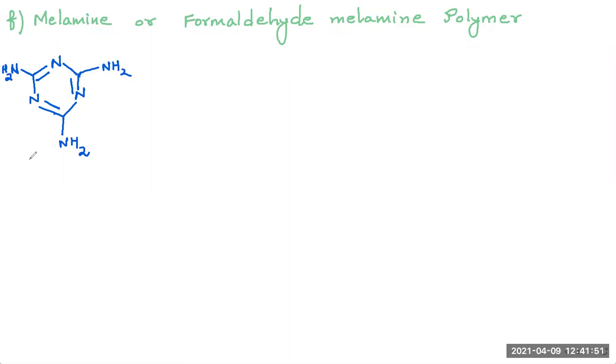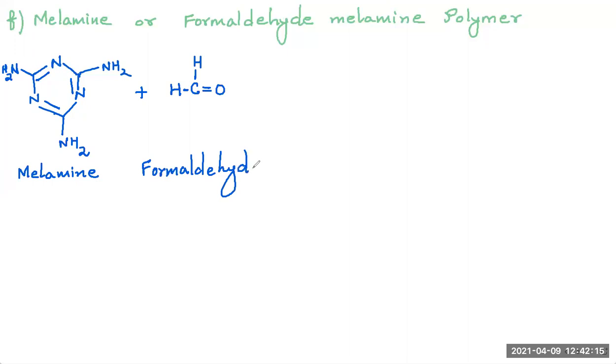Okay. This is melamine. Formaldehyde. Tell me the structure. HC double bond O. Same type, just like urea formaldehyde, isn't it? Exactly same, because there also it was NH2 and formaldehyde, isn't it? Yes, ma'am. Exactly same. If you know the one, you know the other.